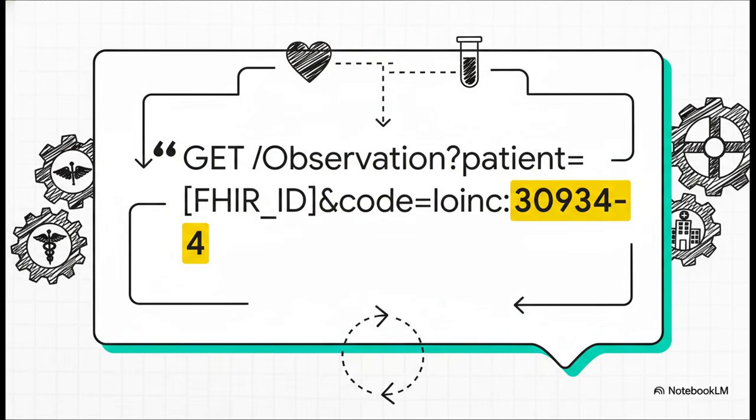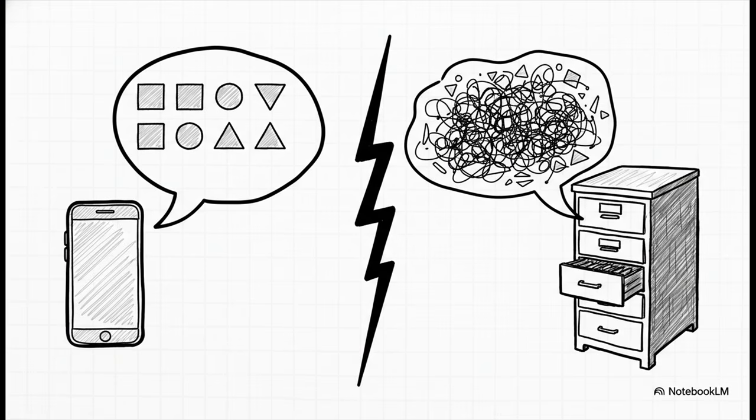Using a standard code like LOINC means this app isn't just custom built for your Epic system. It can talk to any hospital system that speaks FHIR. Now, for any Epic analyst watching, this is where it gets really interesting. The app is out here speaking the universal language of FHIR. But inside Epic, the data doesn't live like that.